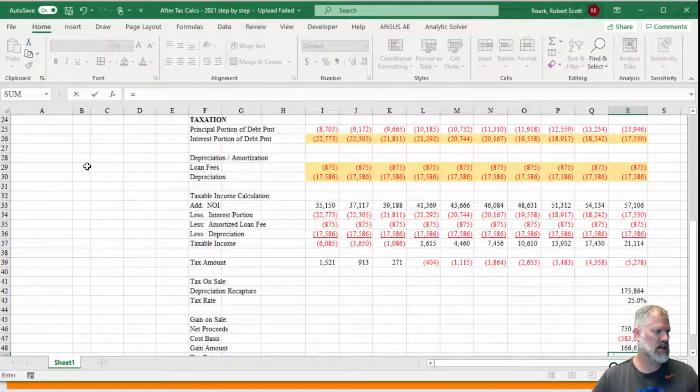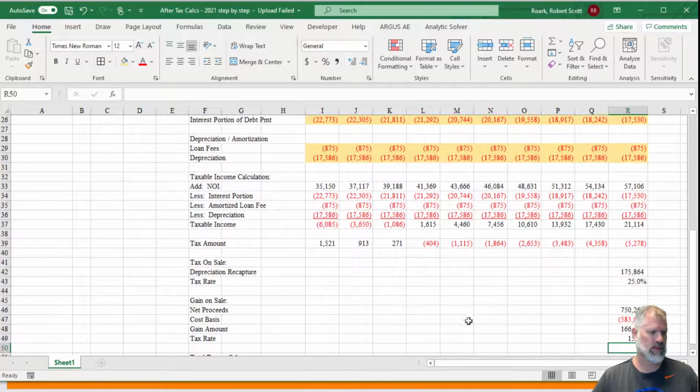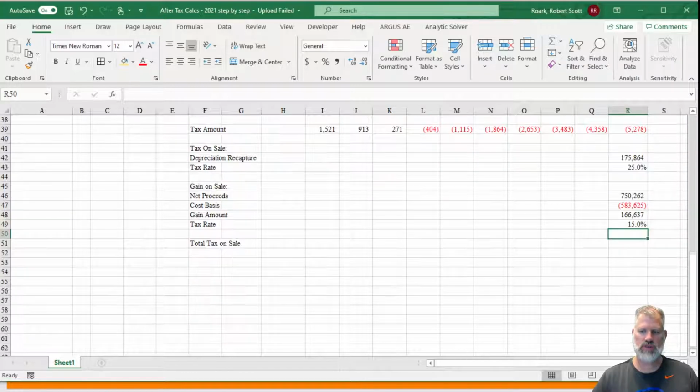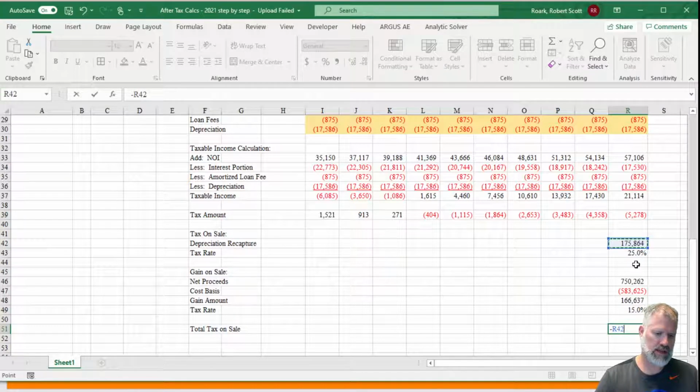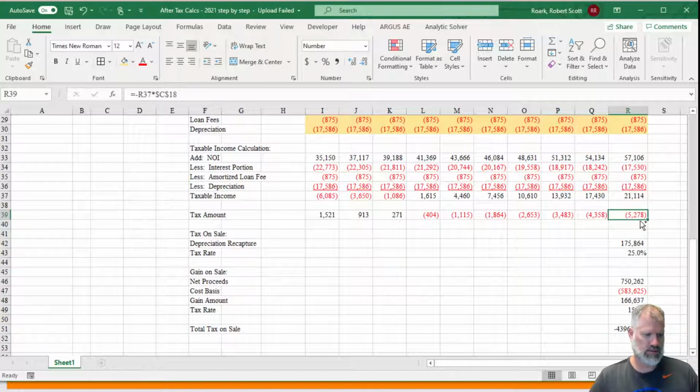That gets taxed at a 15% rate. So now I have enough information to figure out how much the total tax on my sale would be. Let's go down here. My total tax is going to be negative that amount times that amount. Let's just stop there and think about what that's telling me. The tax on my depreciation recapture is $43,966. So that's how much I'd have to pay in taxes just for the depreciation recapture.